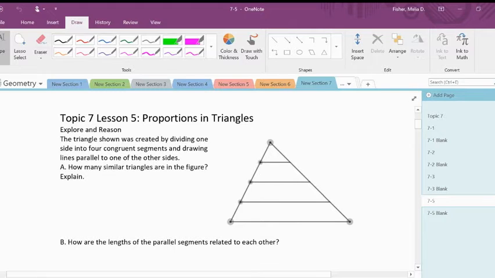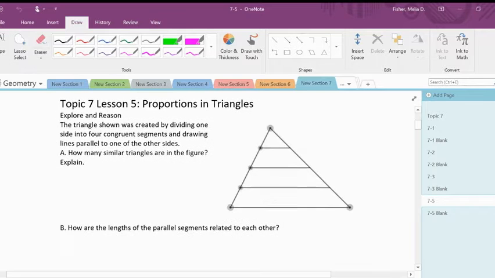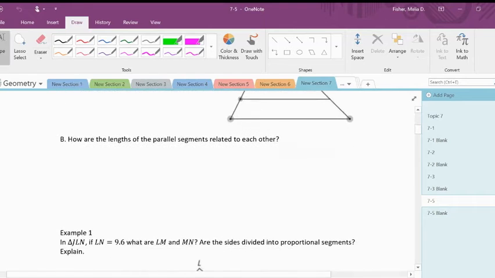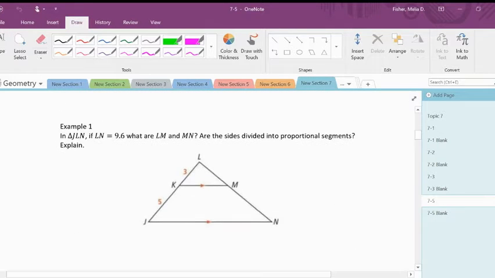to Geometry 7.5. Take a moment to explore and reason. The triangle shown was created by dividing one side into 4 congruent segments and drawing lines parallel to one of the other sides. How many similar triangles are in the figure? And how are the lengths of the parallel segments related to each other? Explore and reason is something for you to do on your own. Make sure you take a few minutes to think that through.